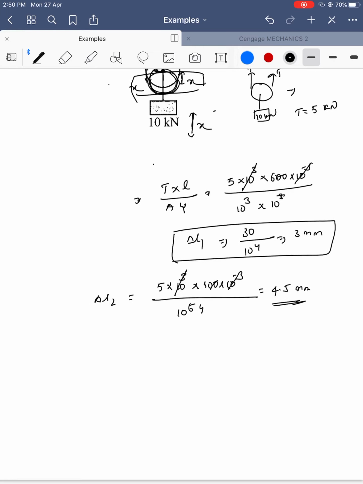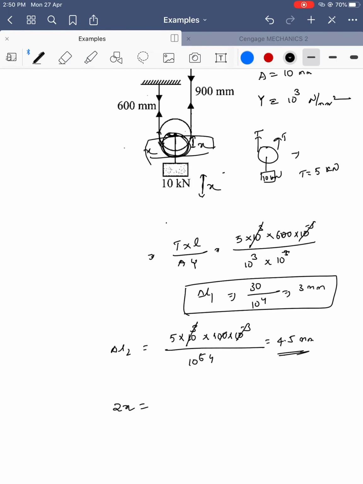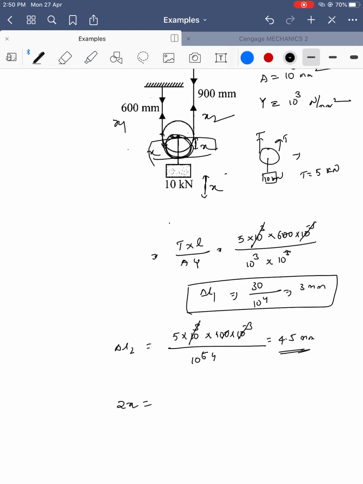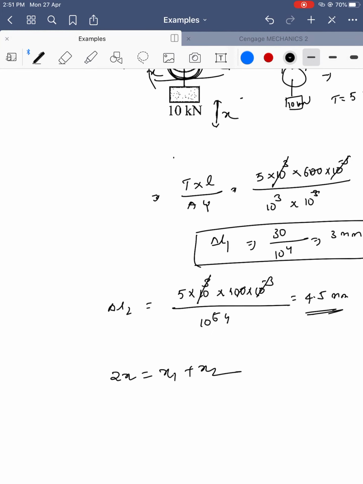2x. Okay, 2x must be equal to how much deflection in each rope? x1 and x2. 2x is equal to x1 plus x2. So x is equal to, take the average, 4.5 plus 3.3, 7.5 by 2, so 3.75 millimeter is the deflection in the load.